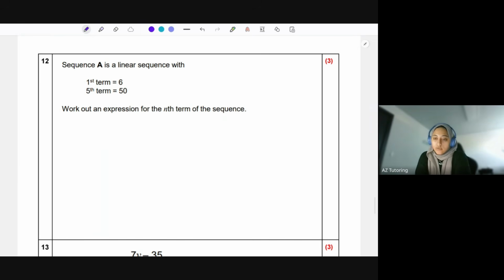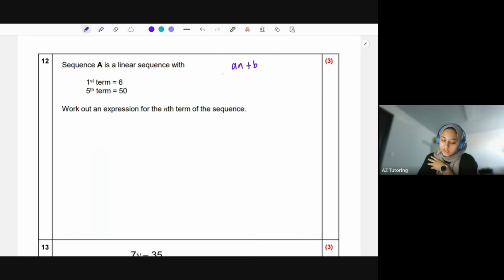Okay, so it says sequence A is a linear sequence. So a linear sequence means it's something n plus a number. So an plus a number. That's what it means by a linear sequence. It says the first term is 6 and the fifth term is 50. So work out an expression for the nth term of this sequence. So there's a bit of an algebra one.